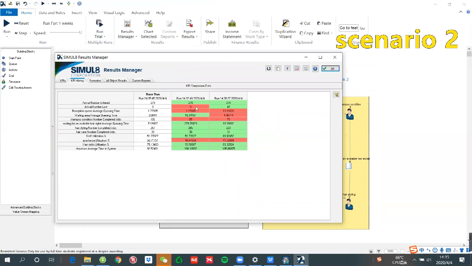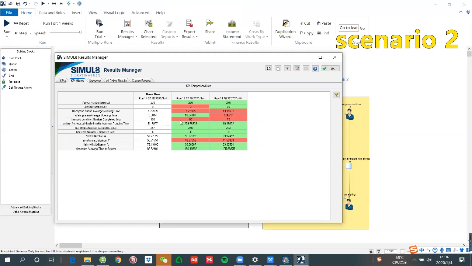So now here's the result for this. Once we increase the hairstylists from 6 to 8, the arrival number will still be the same at 270, and the number of customers lost will be the same at 9. And the good thing is the reception queue time is the same as in the second simulation, and the waiting area time is now reduced from 18 minutes to 3 minutes due to the increase of the staff members.